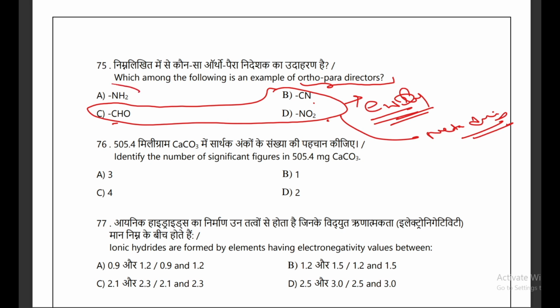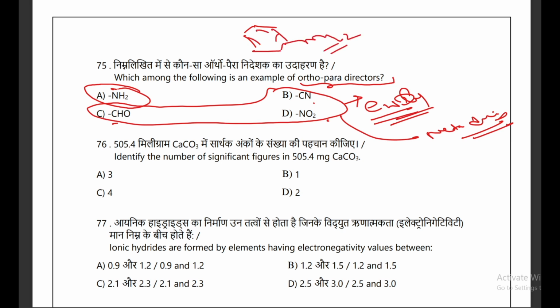But if you look at this NH2 moiety, it is basic in nature. It can easily lose electrons, and when it will attach with the benzene ring, it will donate its electron density, or its lone pair, to the ring system.